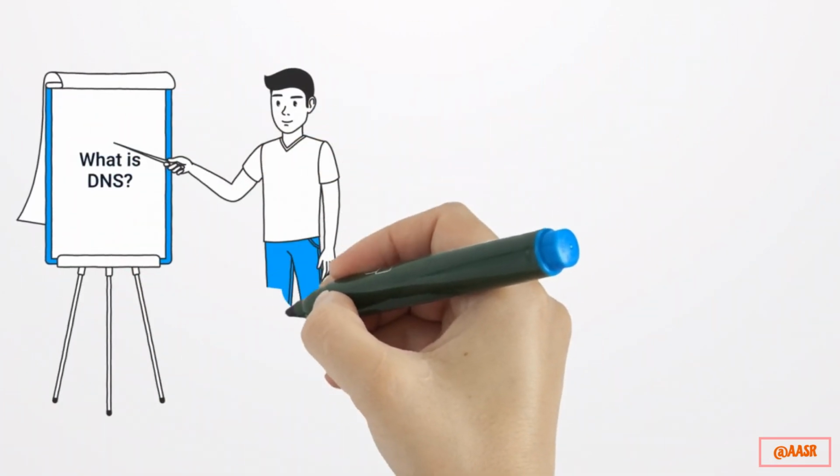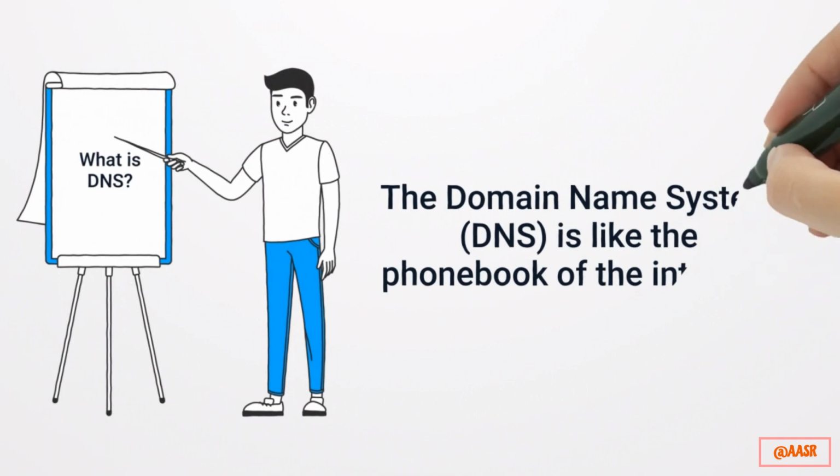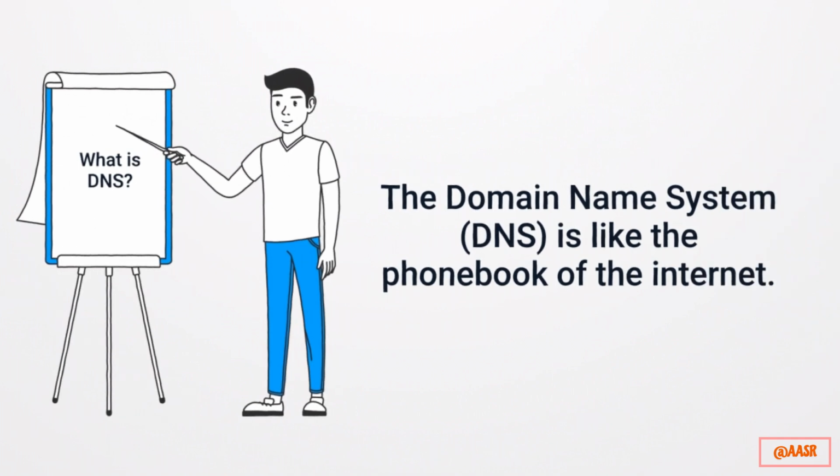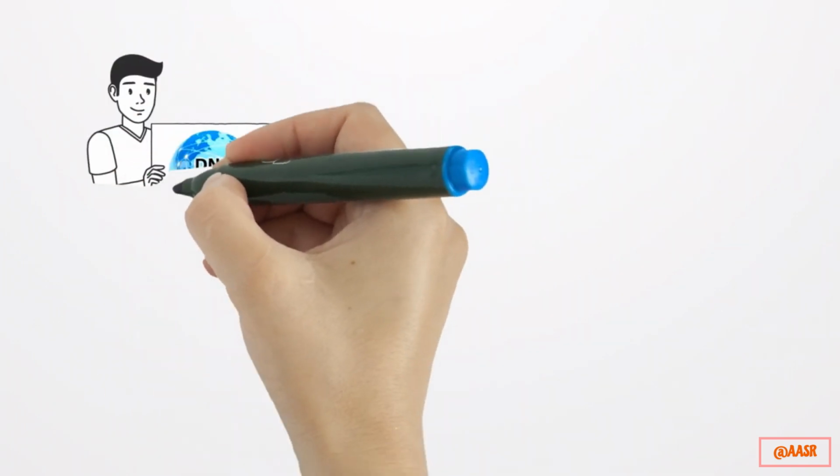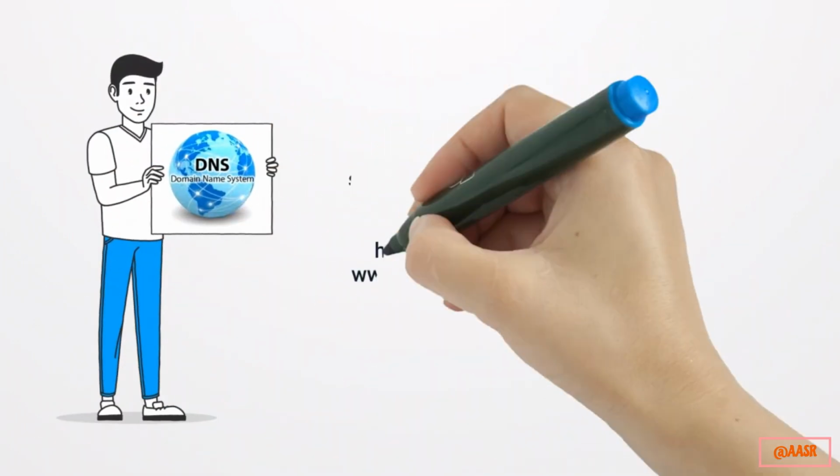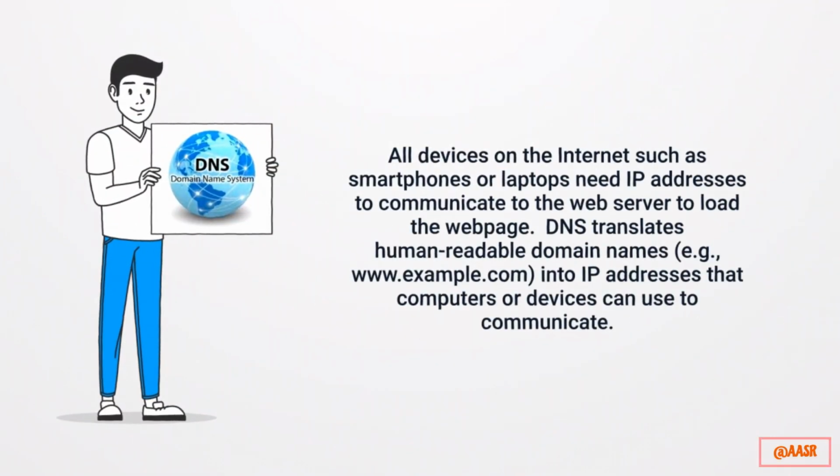So what is DNS? The DNS, or domain name system, is like the phone book of the internet. All devices on the internet, such as smartphones or laptops, need IP addresses to communicate with the web server to load the web page. DNS translates human-readable domain names, for example, www.google.com, into IP addresses that computers or devices can use to communicate.